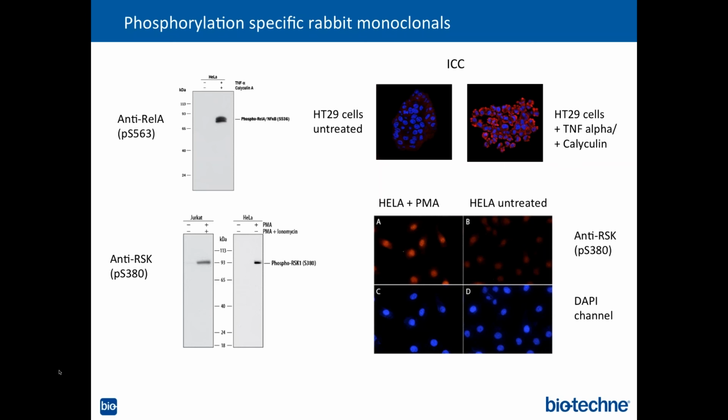We did the same treatment, different cell type in ICC, and again you see the increase in phosphorylation and the increase in signal very nicely on the right panel versus the left panel. The left one being the untreated, the right panel being the treated HT29 cells, and you see a very nice signal in the cytoplasm upon treatment with TNF-alpha and calyculin in those cells.